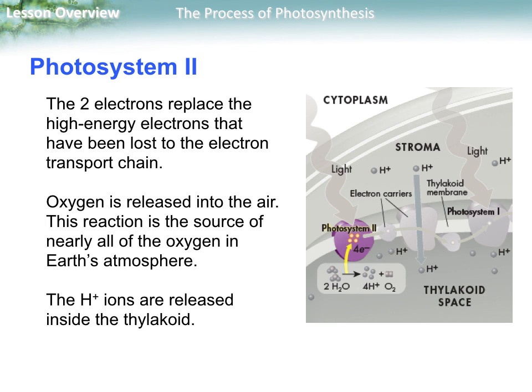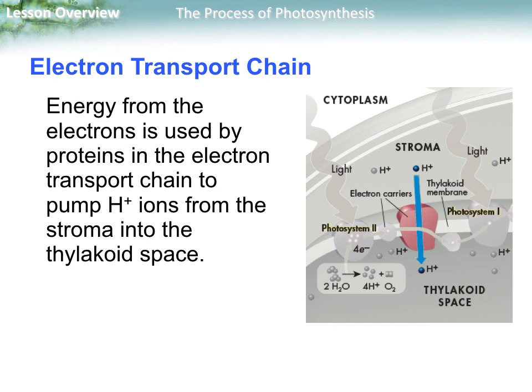Okay, hydrogen ions are also pumped inside the thylakoid space, and we'll talk about that in a minute. So energy from the electrons is used by proteins in the electron transport chain to pump hydrogen ions across the membrane from the stroma into the thylakoid space. So you see this pink electron carrier here?